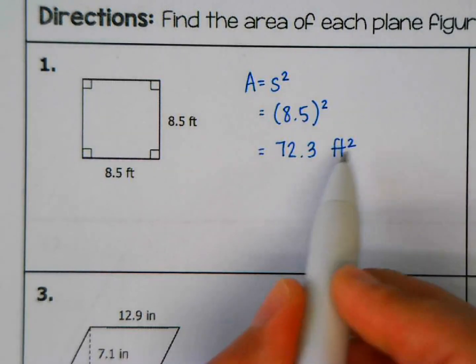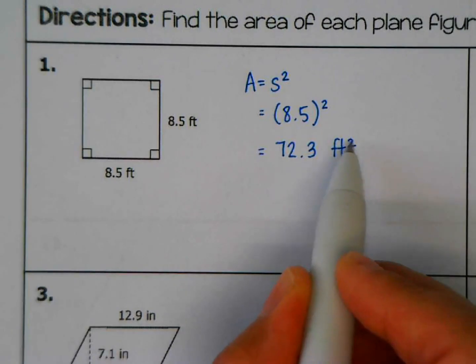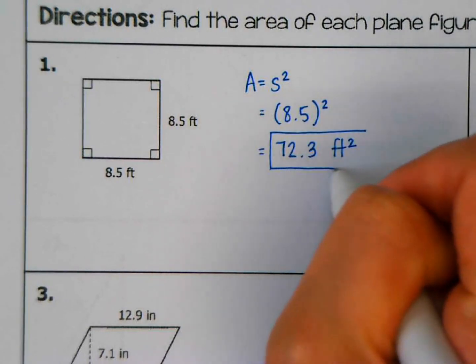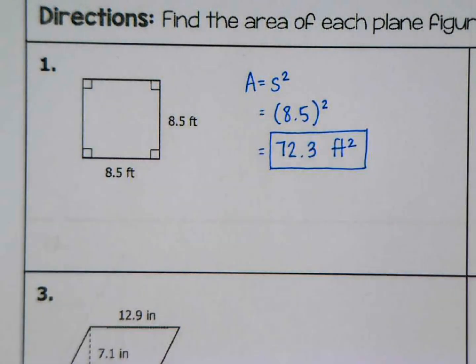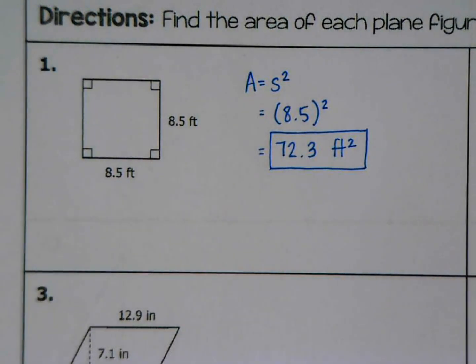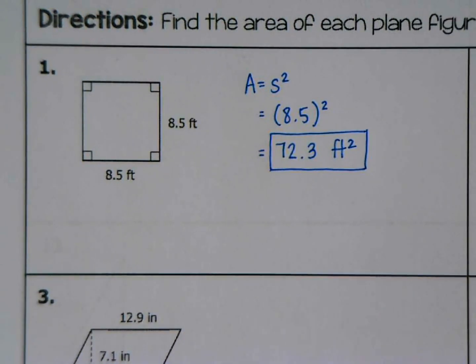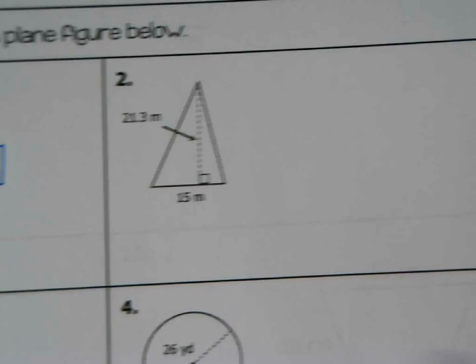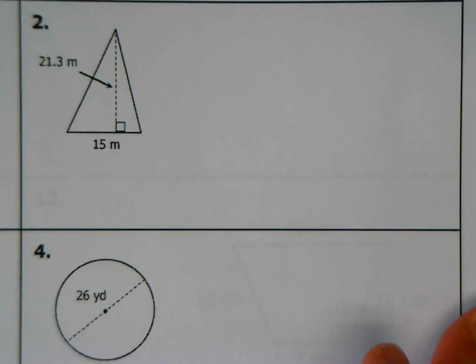And technically with area, we label it units squared. However, I'm personally not going to be strict on that. You guys know. Any questions on finding the area of a square? Okay, we're starting off easy, right? Okay, let's do a triangle.